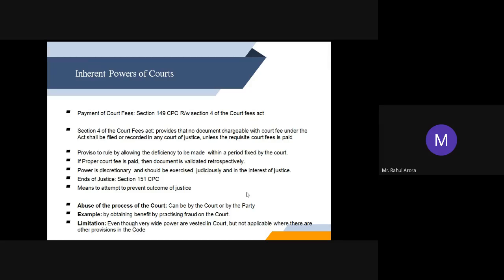Thus, the defective document is retrospectively validated for the purpose of limitation as well as court fees. This power, as that of Section 148, is a discretionary power and should be exercised judiciously and in the interest of justice.